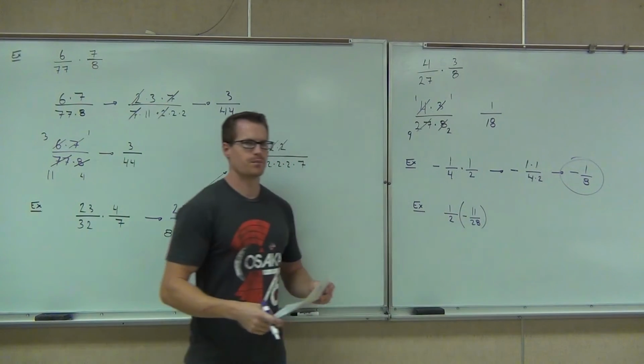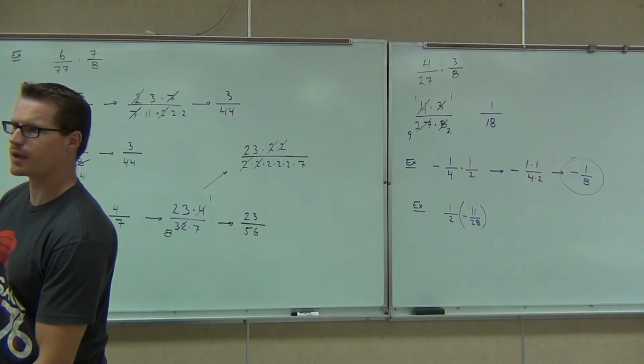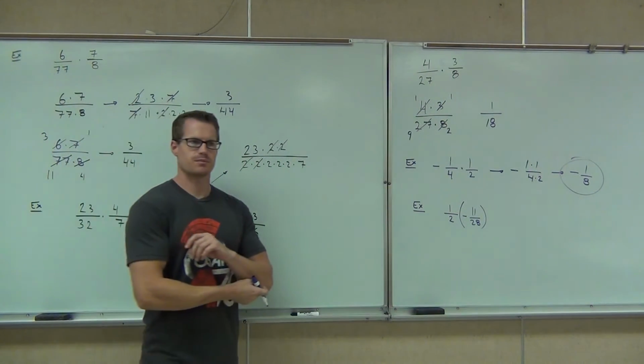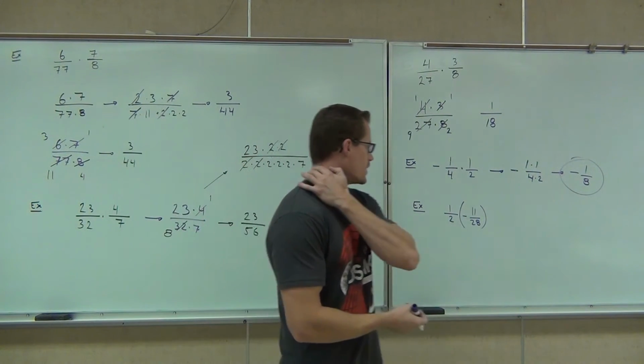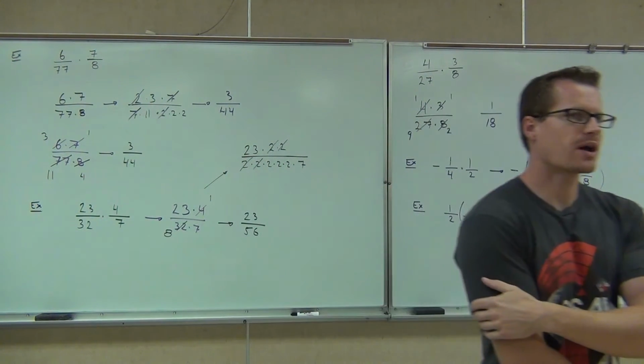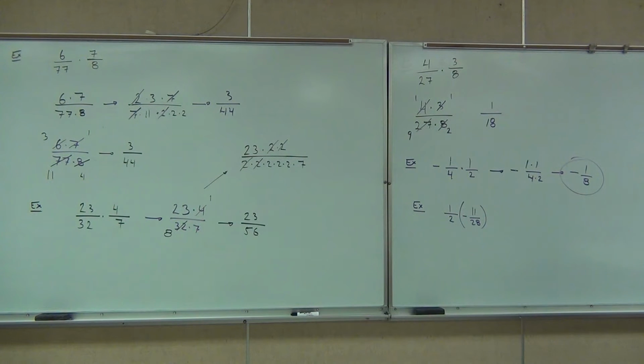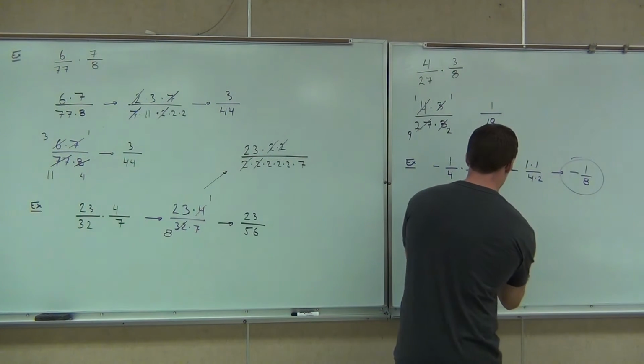How about that one? Am I still multiplying? Yes. That's what that parenthesis says for us. We're still multiplying. Ladies and gentlemen, do you think I'm going to get a positive fraction or a negative fraction out of this? Negative. Sure, positive times a negative is for sure a negative.